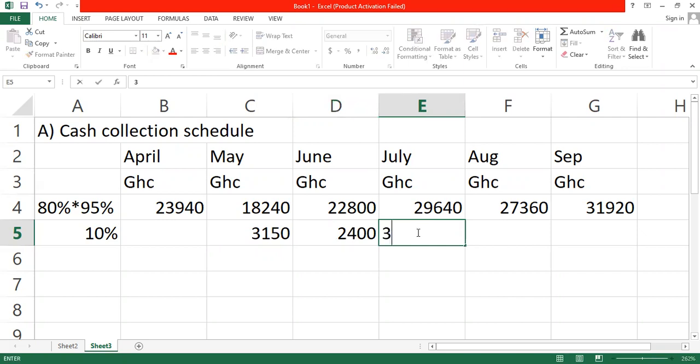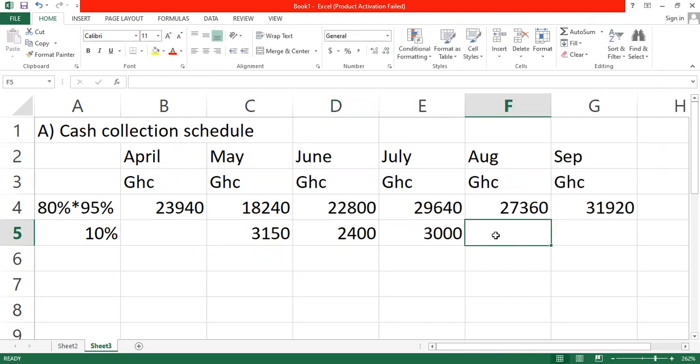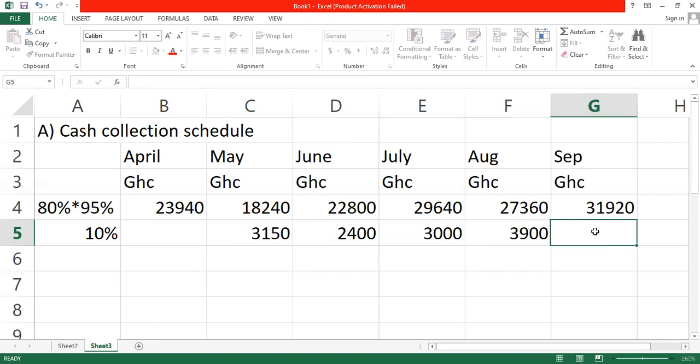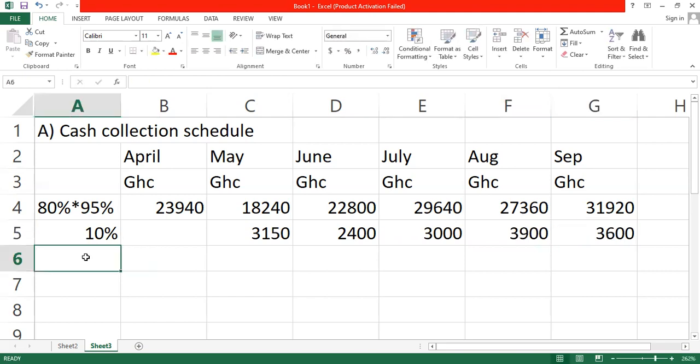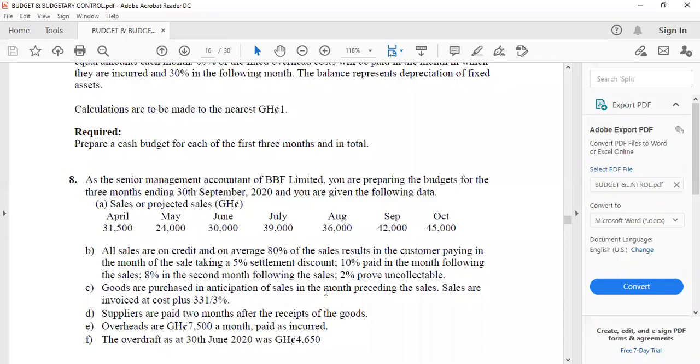3,000. Yes. Okay, July's own will be 3,900. Yes. Okay, so August's own is 3,600. Yeah. Okay, the next one will be 8%, isn't it? Yeah, 8%. Forget about the bad debts, so you just forget about it. 8% will be in the second month following the sales.